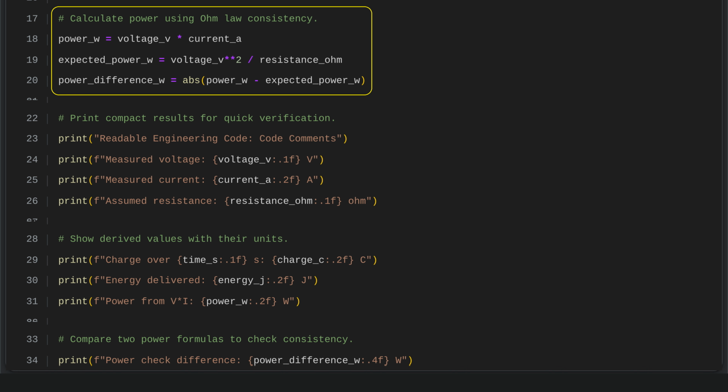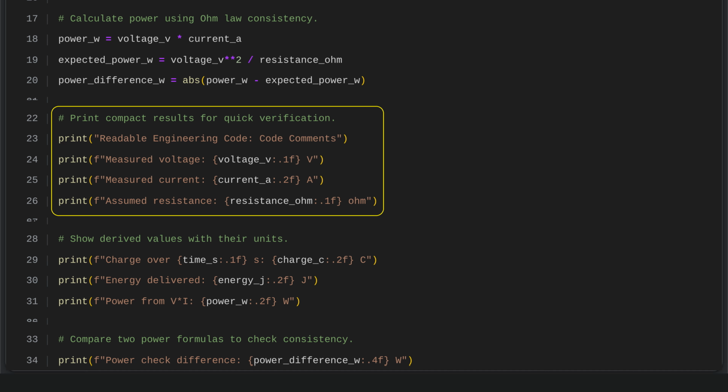The code prints a clear summary of the key engineering inputs used in the calculations. It labels the output, then shows the measured voltage, measured current, and assumed resistance with appropriate decimal precision. Together, these messages make it easy to quickly verify the main values before using them in further analysis.